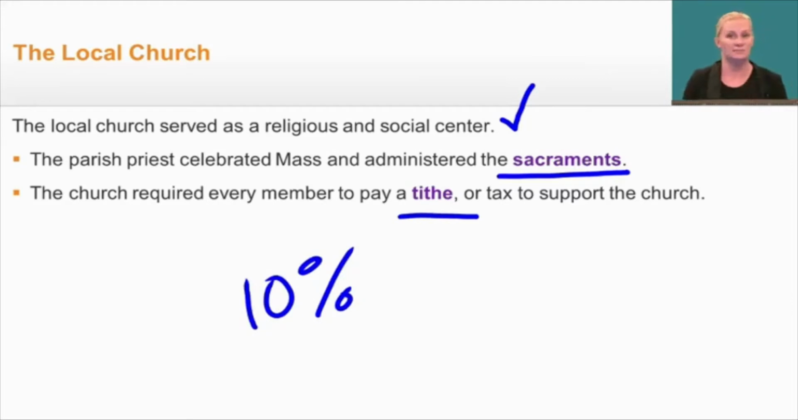Now, this also helped to unify people because no matter if you were a wealthy noble or a lowly peasant, 10% of your income made you equal in the eyes of the church.